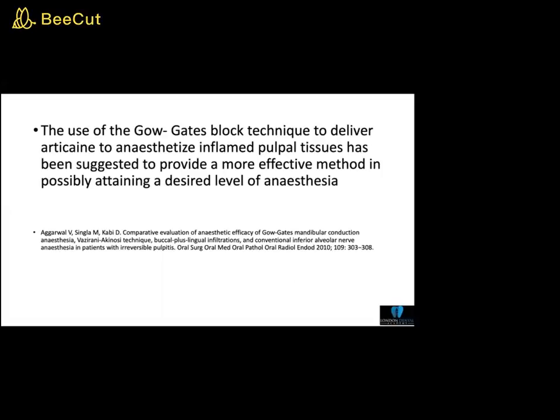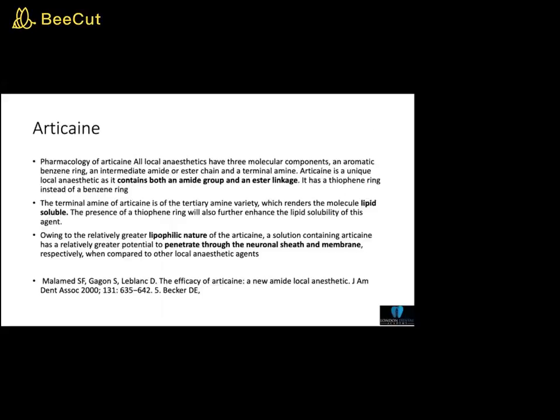And if we look at the use of this, it is very useful with Articaine, again, to anesthetize the inflamed pulpal tissue to get obviously the level of anesthesia that is required to treat the patient. Articaine, I'm not going to go through it in detail, but basically has a lipophilic nature, and therefore, if you look at 0.3, it's able to penetrate through the neural sheath and membrane much higher as compared to other conventional local anesthetics, and that's why it's used so successfully in dental practice.